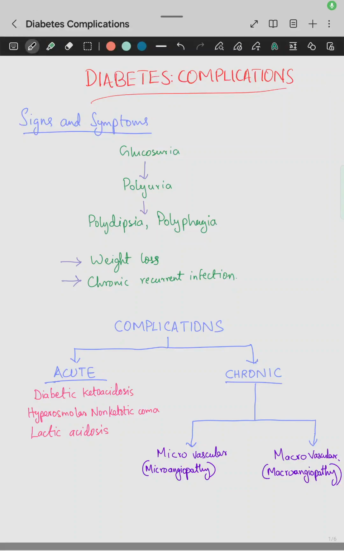Hi all, my topic of discussion is diabetes and its complications. So first we will start with the signs and symptoms. The first sign is glucosuria.